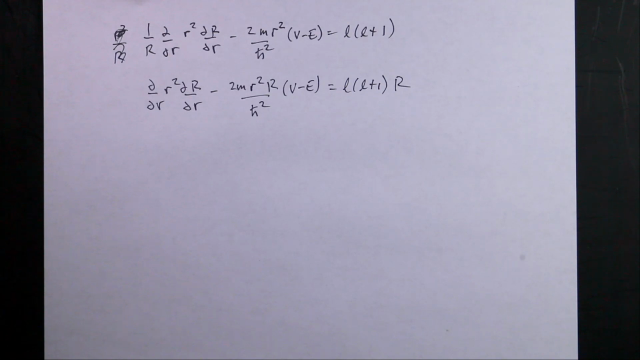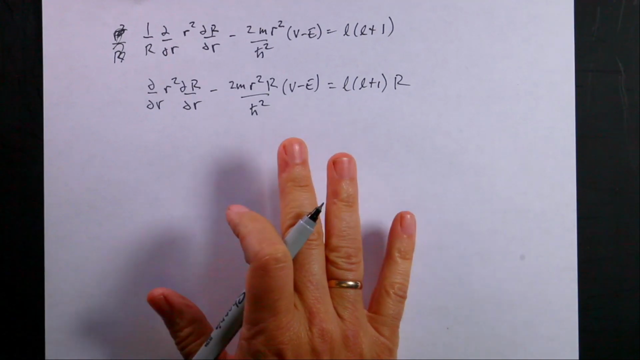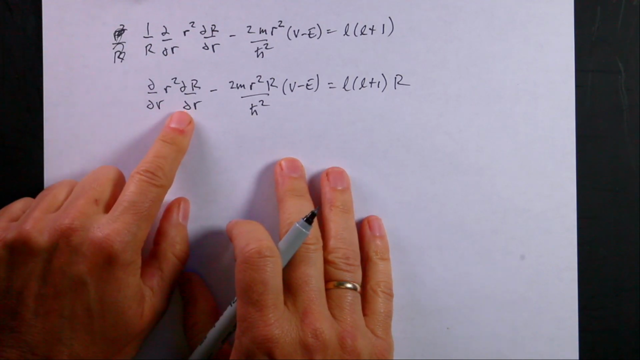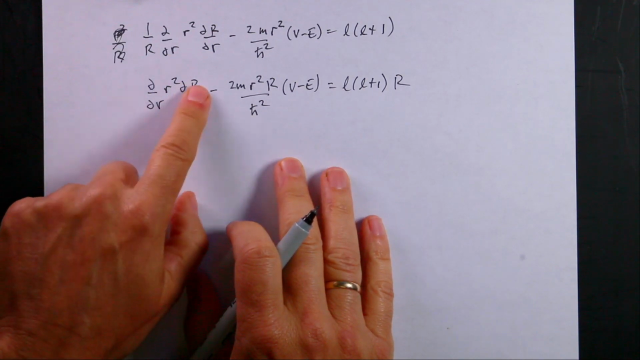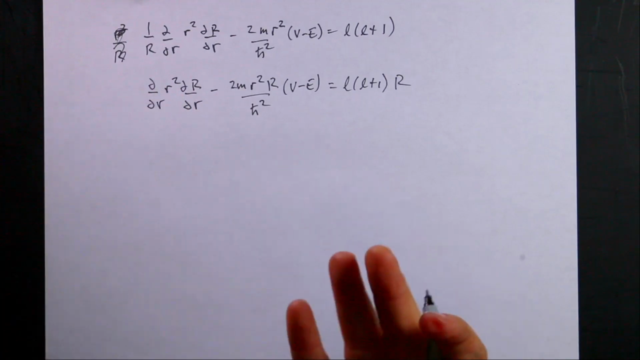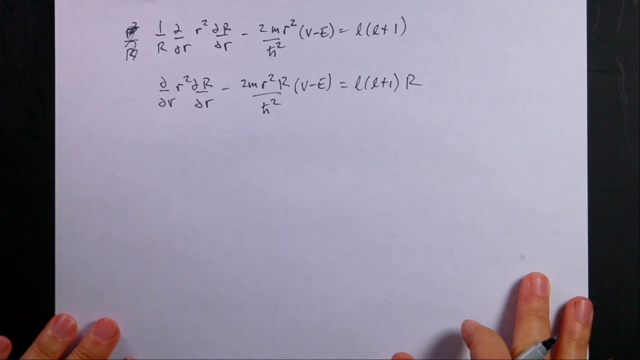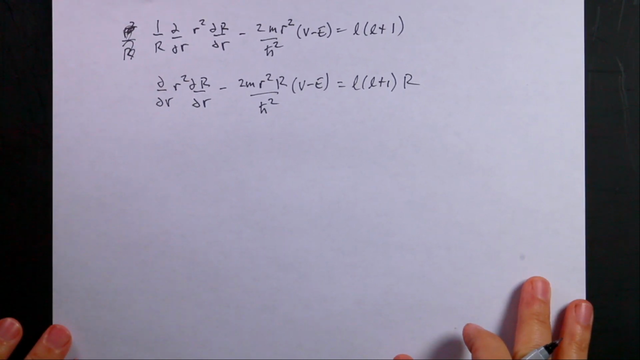Now, this is a differential equation that only depends on r, but it's not a good differential equation because I don't have the second derivative of some function. I got to take the derivative, multiply by r squared, then take the derivative again. And that makes it really difficult to deal with. And I don't want to deal with that. Okay? So we are going to, again, use another trick.